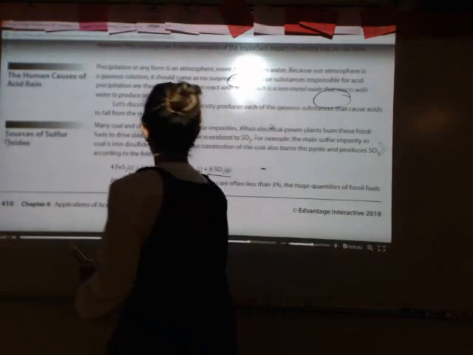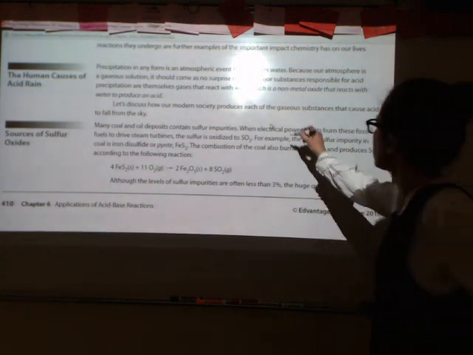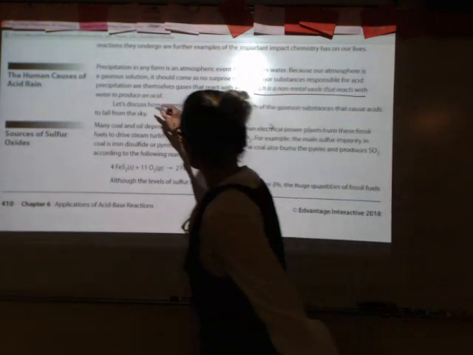Virtually all of the acid rain can be traced back to burning fossil fuels in vehicles or power plants or homes, and processing of mineral ores. We're on the human causes of acid rain. The major substances responsible for acid rain are gases that react with water. So each is a non-metal oxide that reacts with water to produce acid.